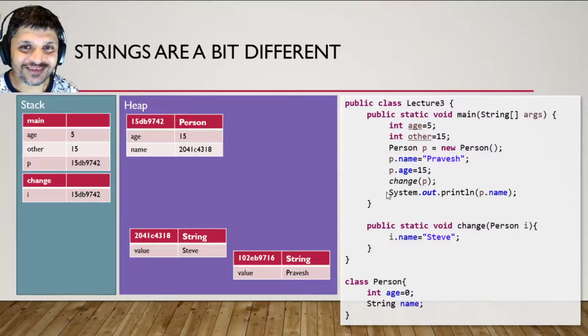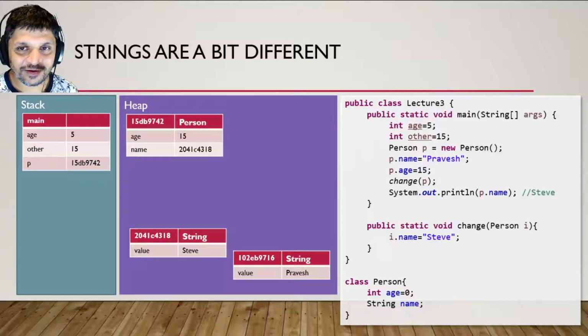So then when we return, the stack frame disappears. But if I print out p.name, I now follow p to here, and I follow the name pointer to Steve. So p.name will now print out Steve. Okay. But now what happens to this Pravesh? It's sort of just sitting there doing nothing, which is what Praveshers like to do the most.